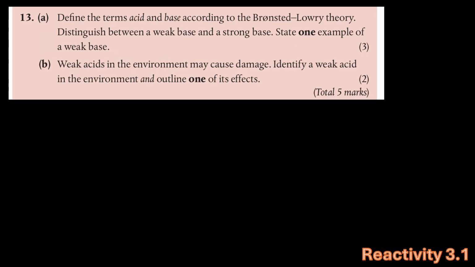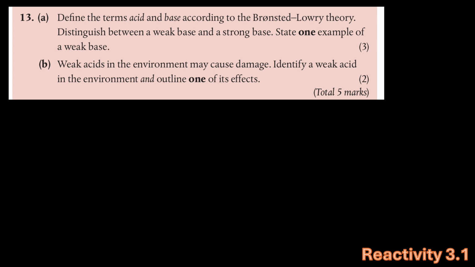All right, 13. Define the terms acid and base according to the Bronsted-Lowry theory. Distinguish between a weak base and a strong base. State one example of a weak base. So when we are looking at the terms of acid and base according to Bronsted-Lowry theory, I know we've talked about this 100 times in this video already, but remember, acids are going to be proton donors, bases are going to be proton acceptors. Then distinguish between a weak base and a strong base. Remember, a weak base is only going to be partially dissociated or partially ionized, whereas a strong base is going to be completely or 100% dissociated.